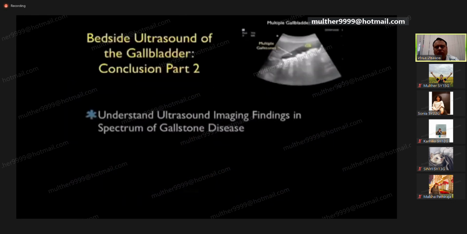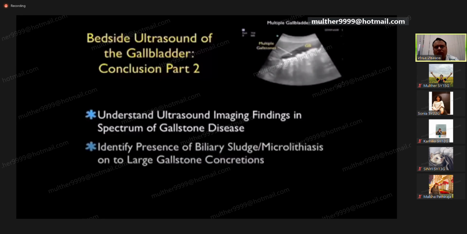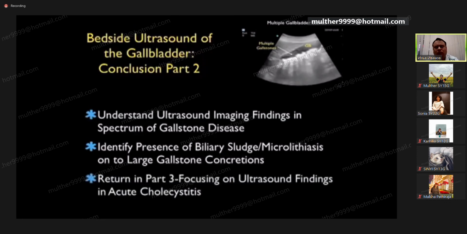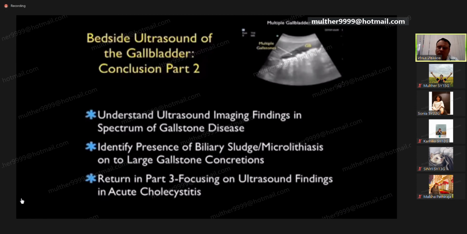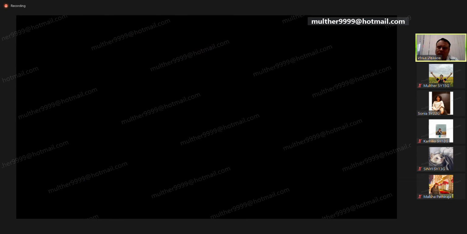My conclusion points for this Soundbites module going over part 2 of bedside ultrasound of the gallbladder. Hopefully through this module you now understand the ultrasound imaging findings in the spectrum of gallstone disease that may be seen in patients presenting to the emergency department with abdominal pain. I hope also that you can identify the presence of biliary sludge or microlithiasis, seen as the first finding of deposition of cholesterol crystals, on to the identification of large gallstone concretions. And last, I look forward to seeing you back as Soundbites continues and as we go on to gallbladder sonography part 3 that will focus entirely on the ultrasound.